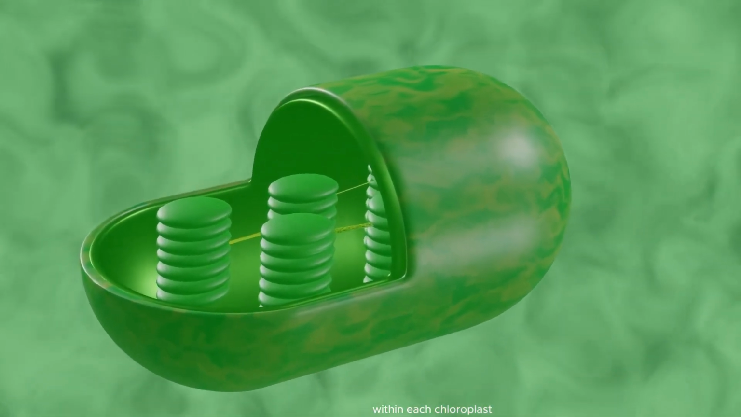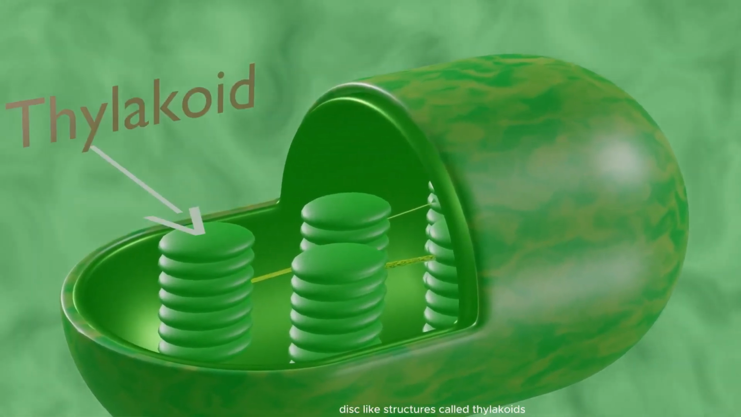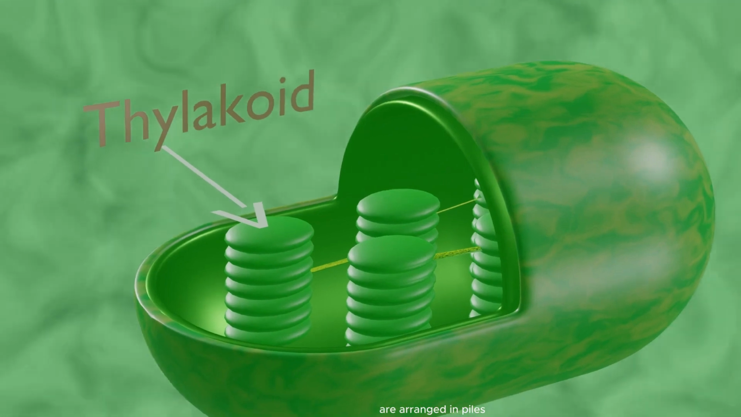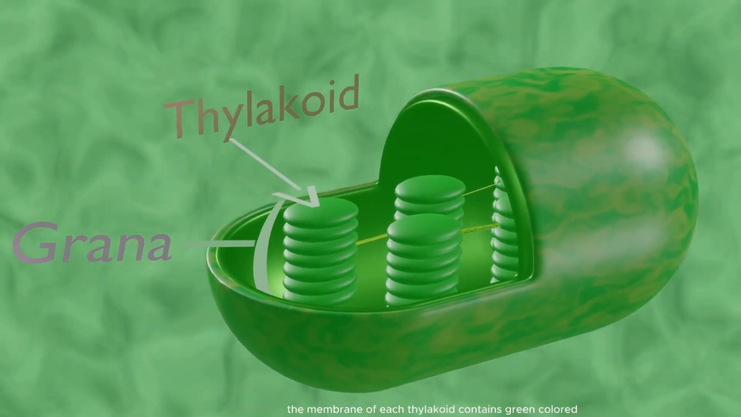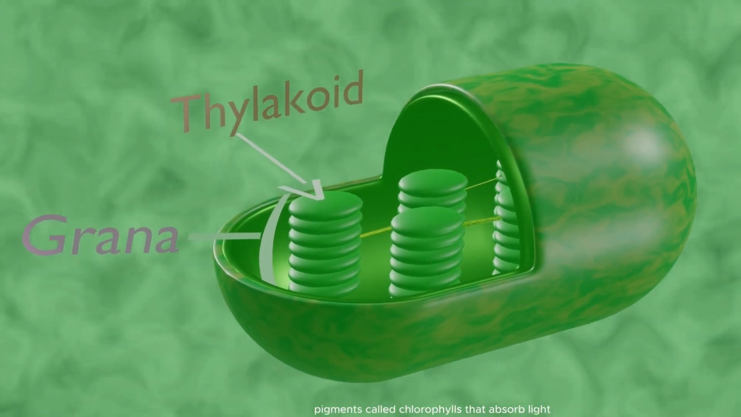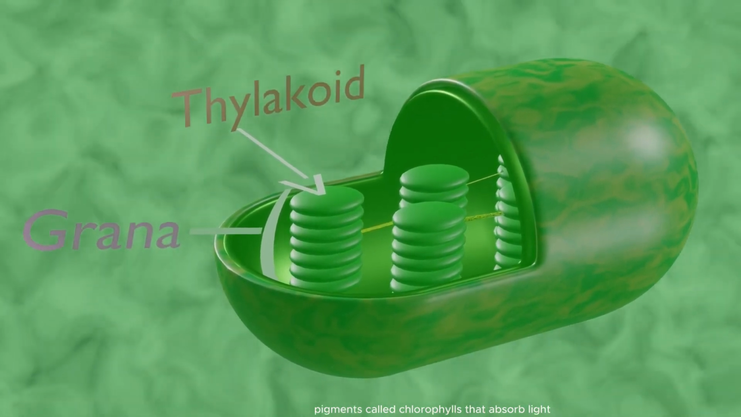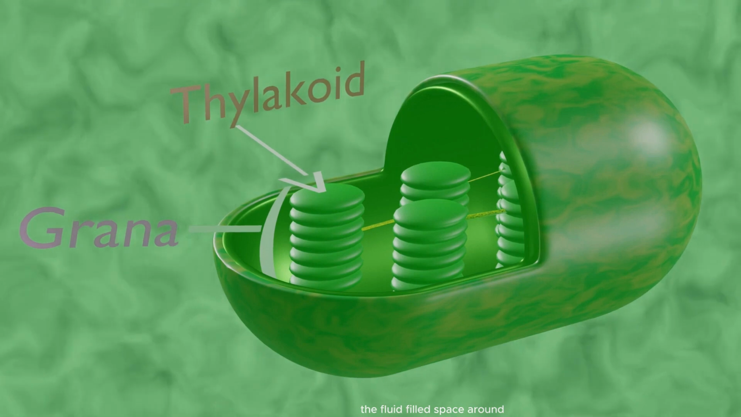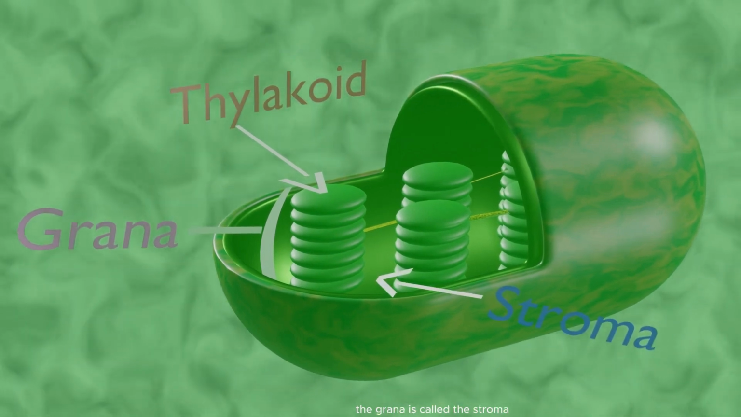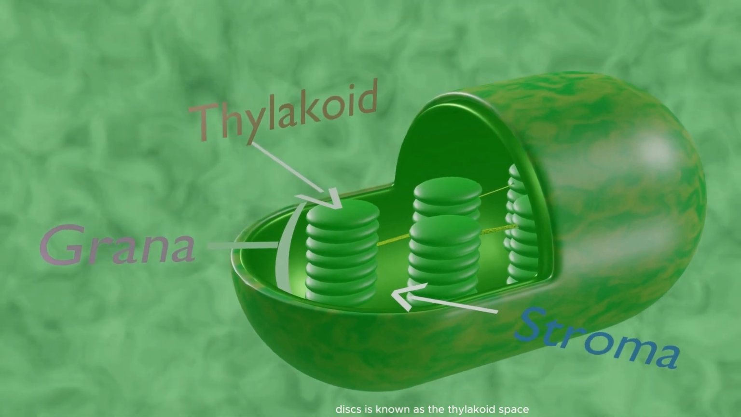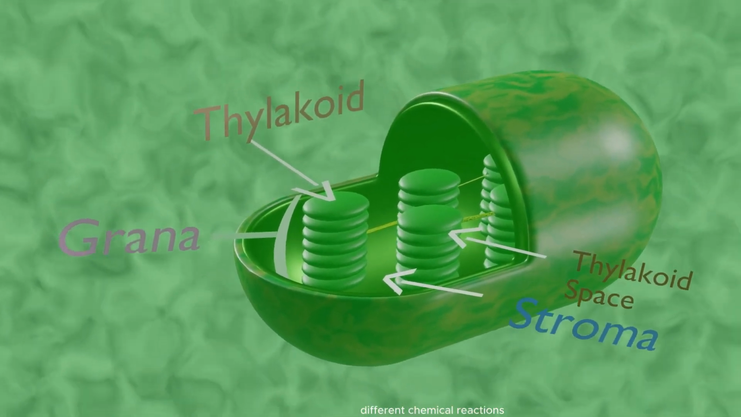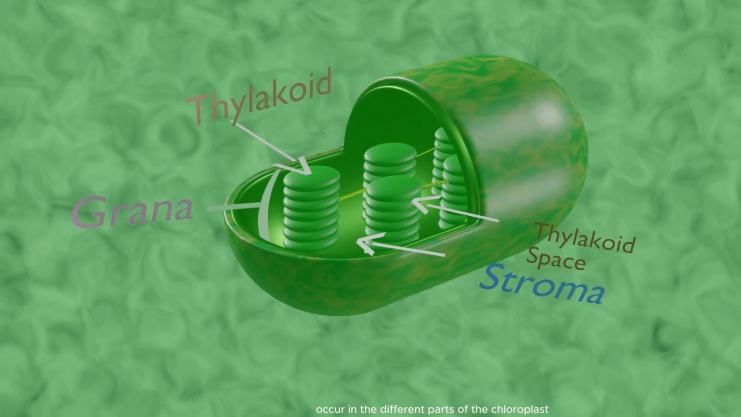Within each chloroplast, disc-like structures called thylakoids are arranged in piles like stacks of pancakes that are known as grana. The membrane of each thylakoid contains green-colored pigments called chlorophylls that absorb light. The fluid-filled space around the grana is called the stroma, and the space inside the thylakoid discs is known as the thylakoid space. Different chemical reactions occur in the different parts of the chloroplast.